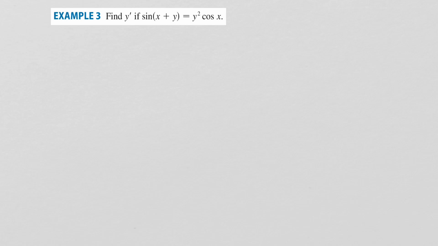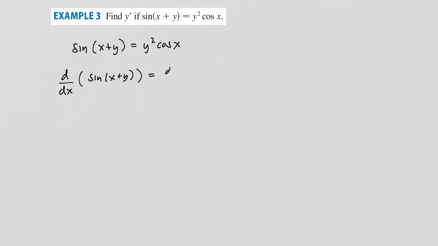In the next example, we just want to get a little more practice finding derivatives using implicit differentiation. So this time, notice that you have the sine of x plus y is equal to y squared times the cosine of x. And so it is impossible to solve for y here. So to find y prime, we are just going to take the derivative with respect to x of the left side, and that will be equal to the derivative with respect to x of the right side.